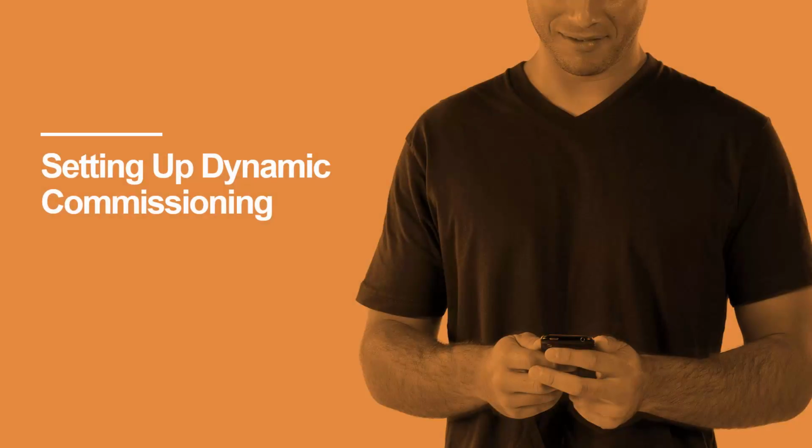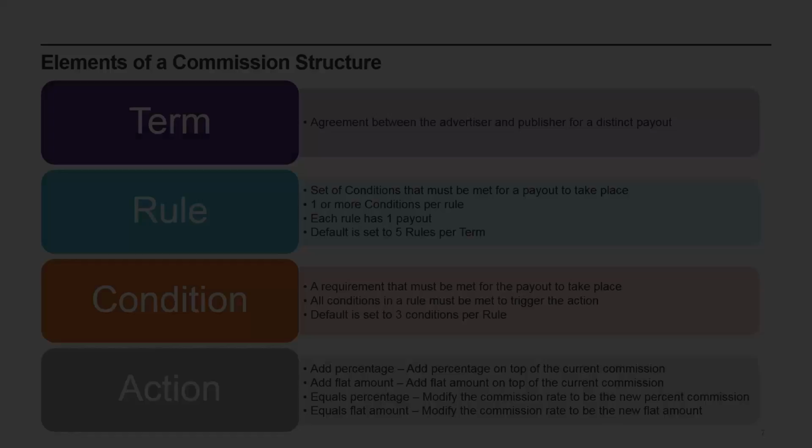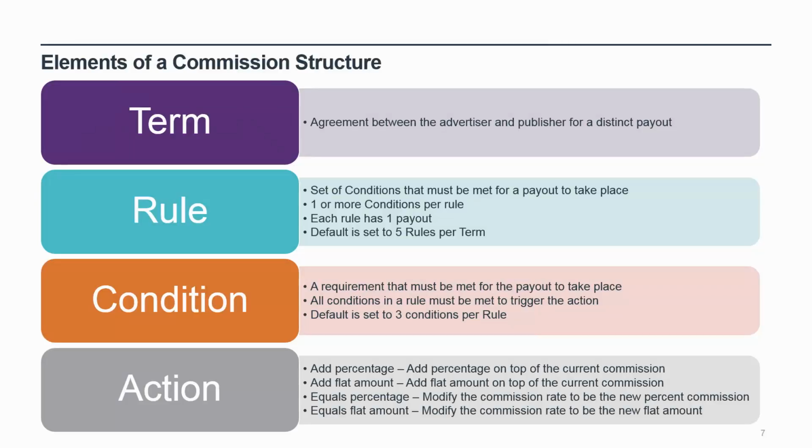Let's dive into setting up terms for a dynamic program. We can start by taking a look at the basic elements within a commission structure. A term is the agreement between the advertiser and publisher for a distinct payout. A rule is a set of conditions that must be met for a payout to take place. A rule can include multiple conditions, and there can be multiple rules set up for each term. A condition is a requirement that must be met for the payout to take place, and all conditions in a rule must be met to trigger the action.